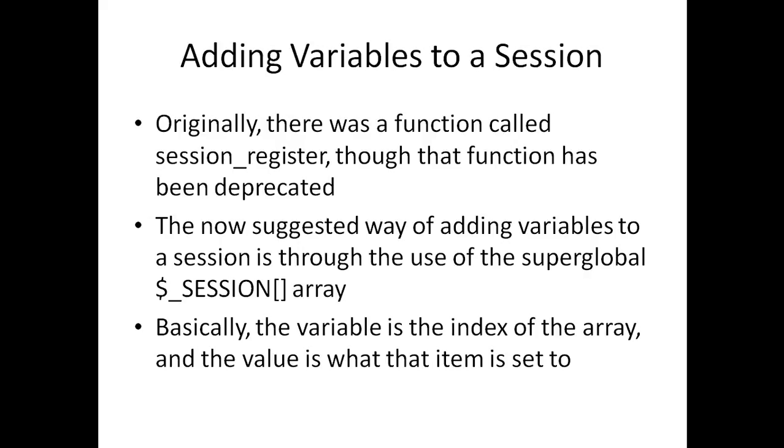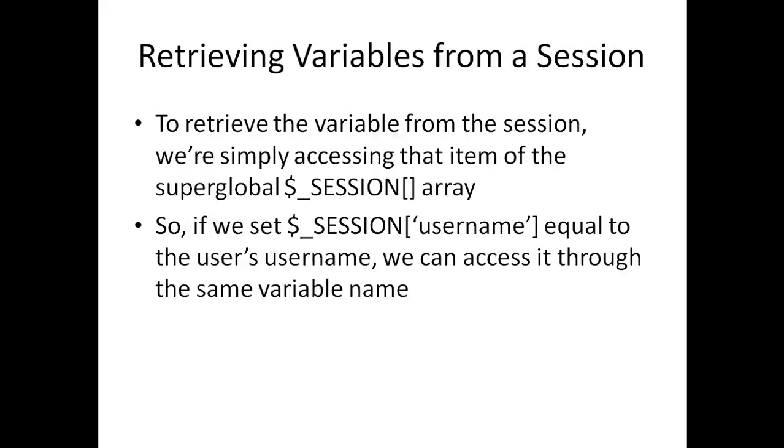The now suggested way of adding variables to a session is through the use of the superglobal $_SESSION array. Basically, the variable is the index of the array, and the value is what that item is set to. To retrieve variables from a session, we simply access the item of the superglobal $_SESSION array. So if we set $_SESSION with an index of username equal to the user's username, we can access it through the same variable name.